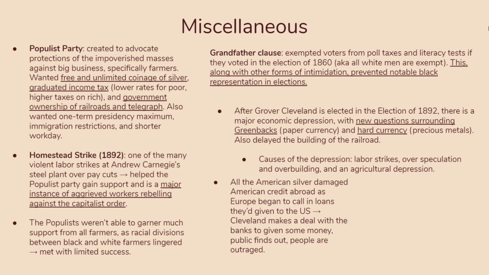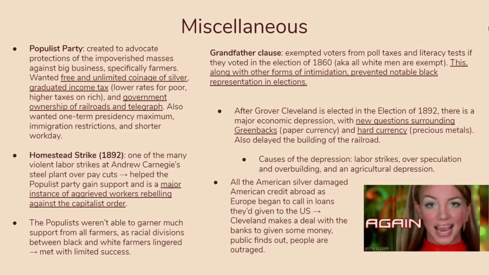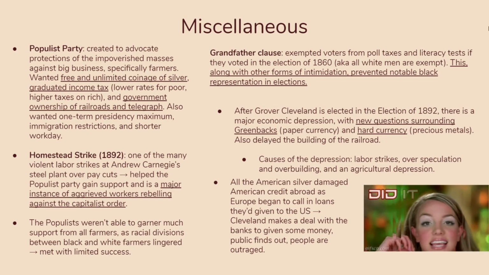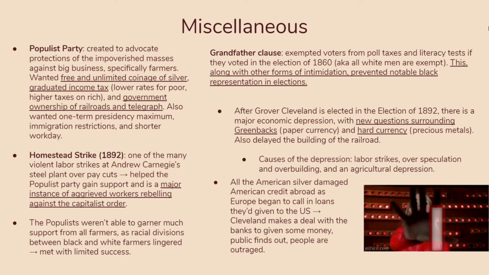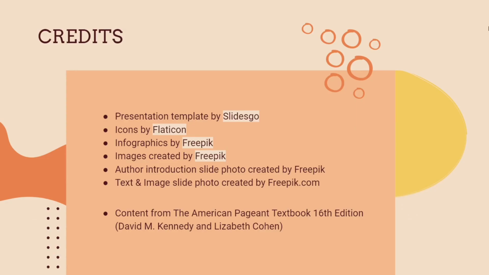And in terms of all this soft currency, hard currency debate, you should note that all of the American silver that was circulating damaged American credit abroad as Europe began to call in loans that they had given to the US. Cleveland makes a deal with the banks to give some money, the public finds out, and they are outraged. So again, Cleveland is very controversial. And yeah, that does it for this chapter.